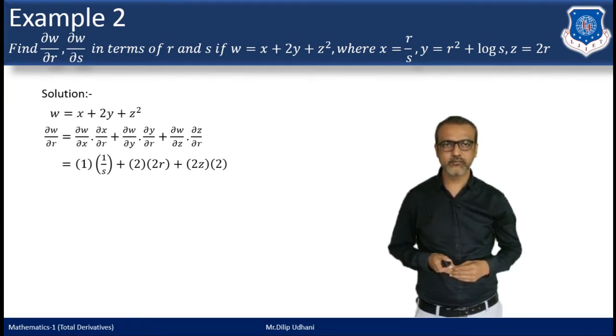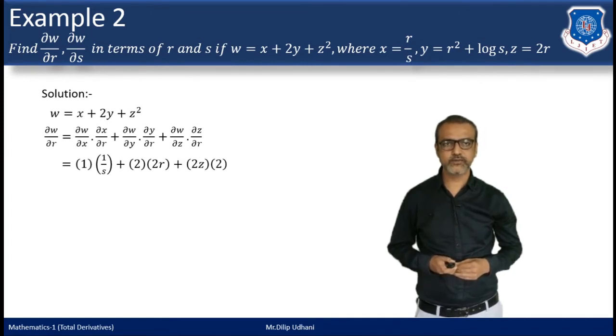Now we will find out del w by del y. So w equals to x plus 2y plus z square. Now we will differentiate partially w with respect to y. So x and z square will be constant, so its derivative will be 0. 2 is constant and derivative of y is 1, so the result is 2. Now we will find out del y by del r. Now you can see that y equals to r square plus log s, and we are differentiating y partially with respect to r. So derivative of r square, answer is 2r, and log s is constant, so its derivative will be 0. Now del w by del z.